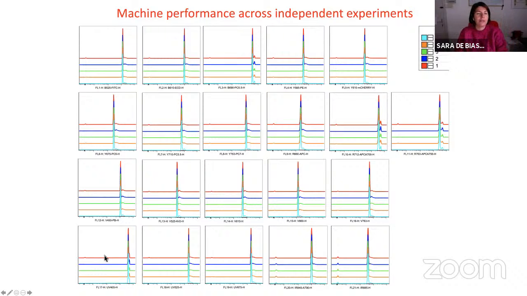Another thing that I would like to underline is the machine performance across independent experiments, because of course you have to be very reproducible. You have to understand if your machine is working well and is reproducible day by day. So if you are running different samples per day, you have to check the machine, and also have one control that you can run every day, to see if the control is the same every day, in order to avoid batch effects.